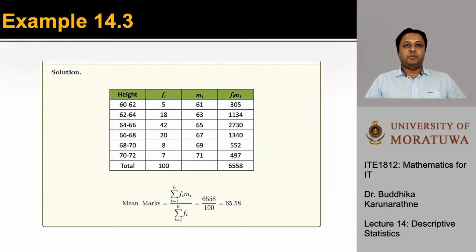So you do the same procedure for all the classes. And then you can get the summation of FI MI values, which in this case is 6,558. And you have the frequencies summed up together, which brings 100 as the cumulative frequency. So to obtain the mean, you divide the sum of FI MI values by the sum of all the frequencies, which is 6,558 divided by 100. You get 65.58 as the mean height.